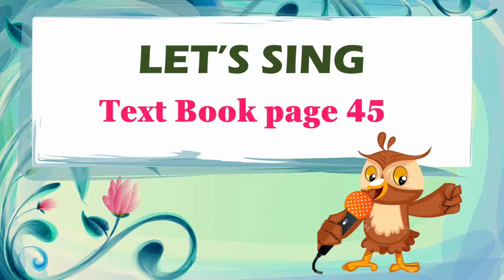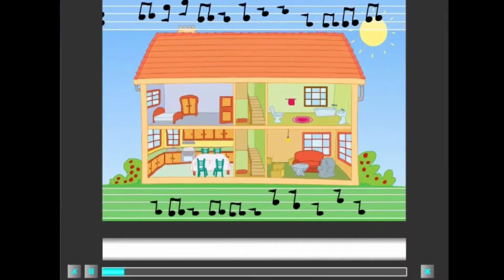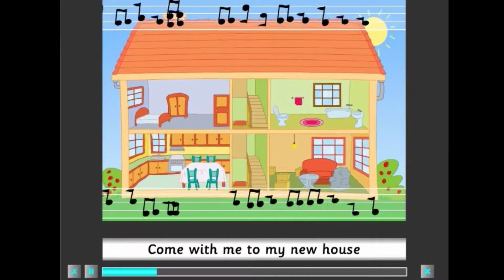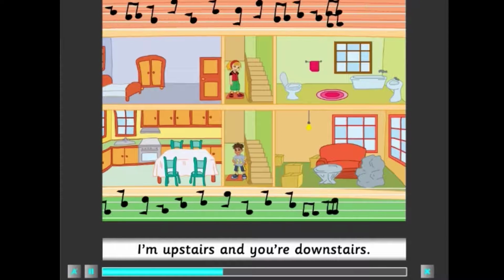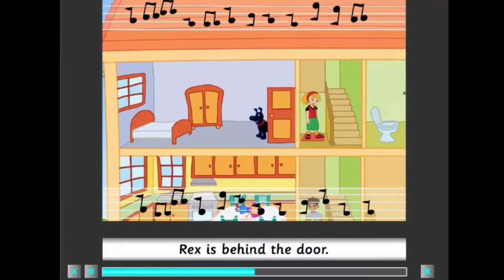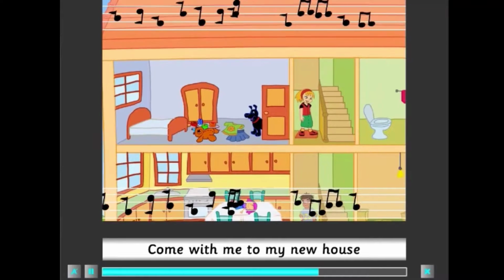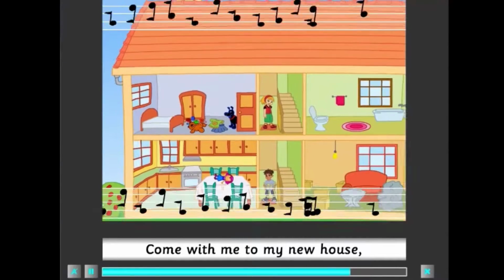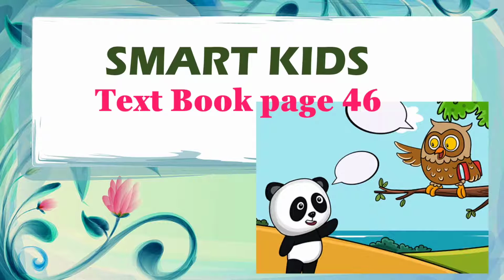Now let's sing a song. Refer your textbook page 45. Look and listen. Then place the toys, the doll, the clothes and the rags in the correct room. Now, let's reread the story together in your textbook page 46.